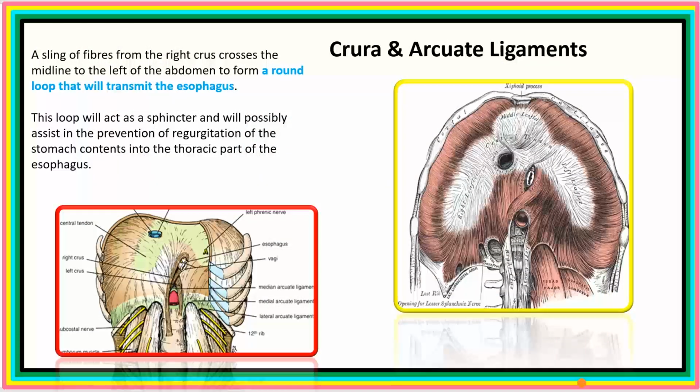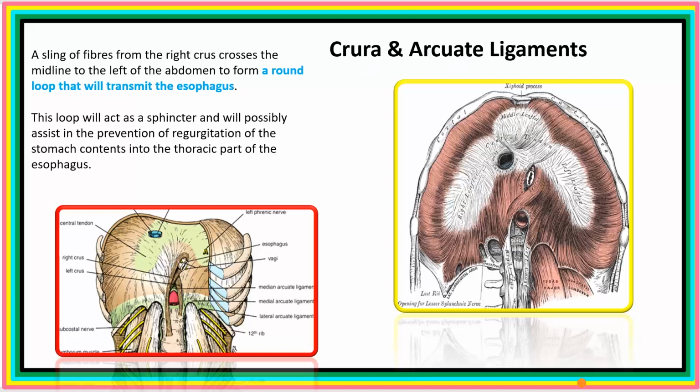Before we leave the origin of the diaphragm, we'll consider the contribution of the diaphragm in formation of the opening of the esophagus. The opening of the esophagus will be seen to be at the level of the T10 thoracic vertebra. We'll consider that in detail in the following slides.